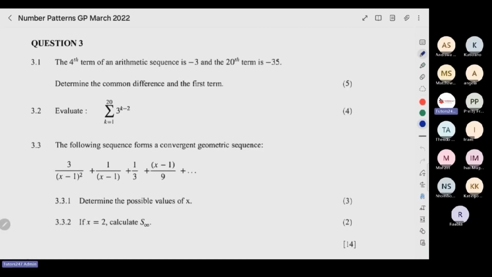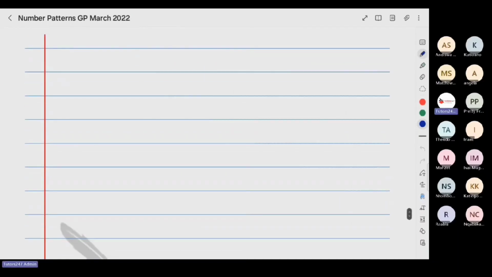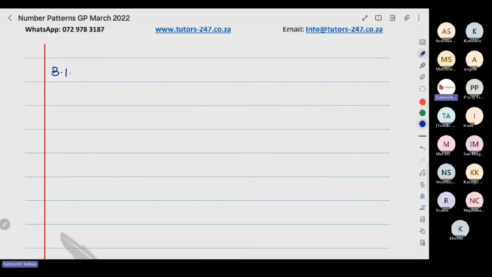So what we are now going to do is create two equations and then solve simultaneously, okay? So this is question 3.1. I'm going to make a list of the given information. You'll see that in all the classes, whether it's math or physics, I like to make a list of what is given. It makes it easier to solve the question.